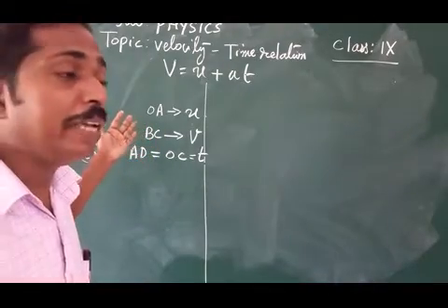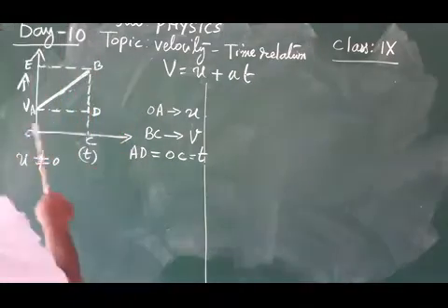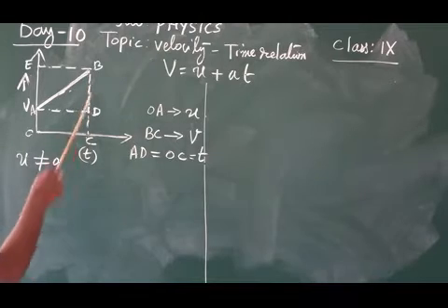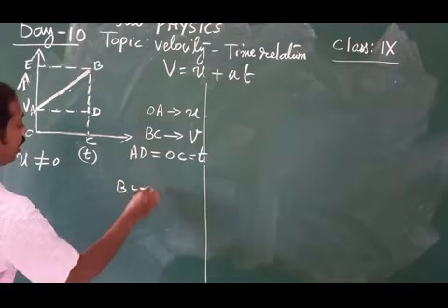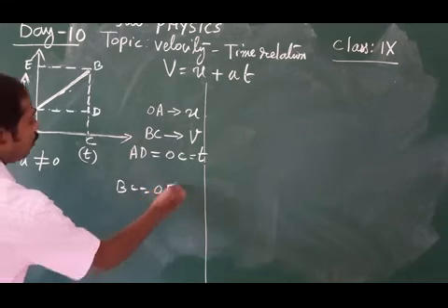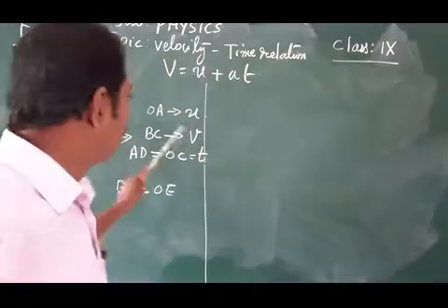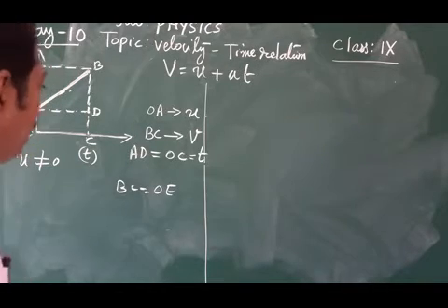Everybody has to watch carefully. OA is the initial velocity and BC is the final velocity, because BC and OE are equal in distance. That is why we take it as the final velocity. Then similarly OC and AD are equal. This is the time interval.